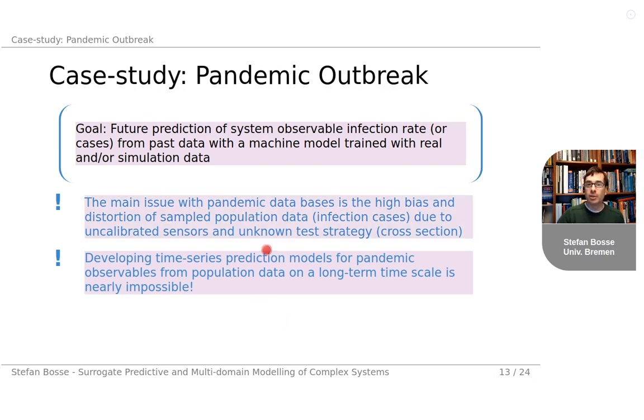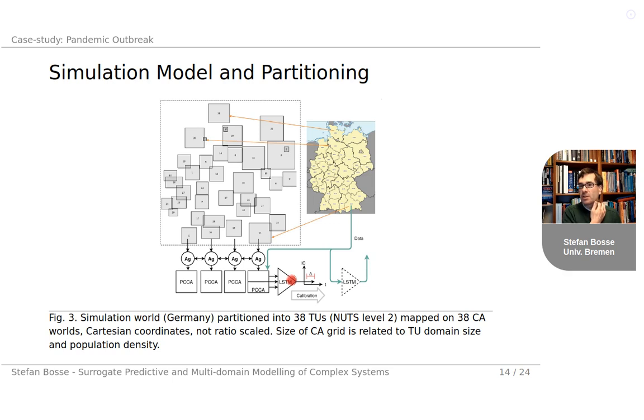So the main issue, already explained, is the high bias and distortion of sampled population data. We are using official data available from the Robert Koch Institute, and really this database is mostly useless. And it's very difficult to calibrate the sensors. And so we go into the simulation world, and there are different situations.